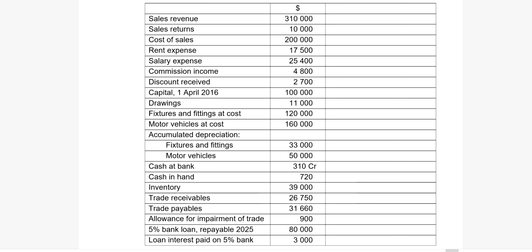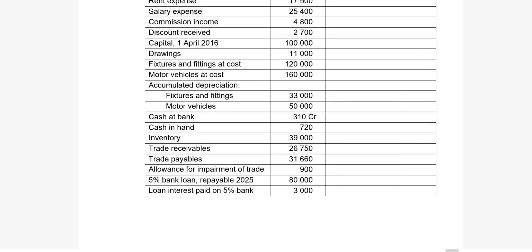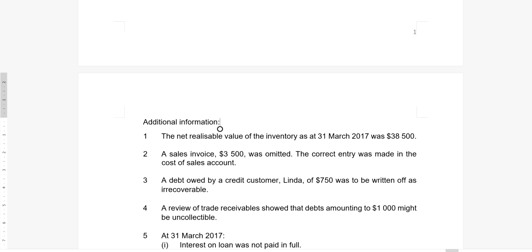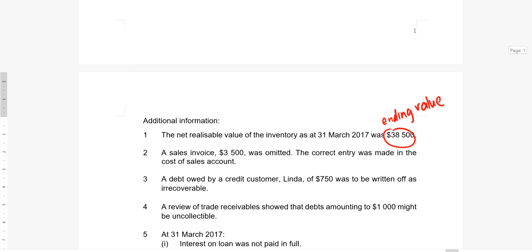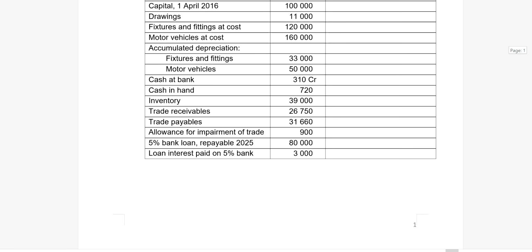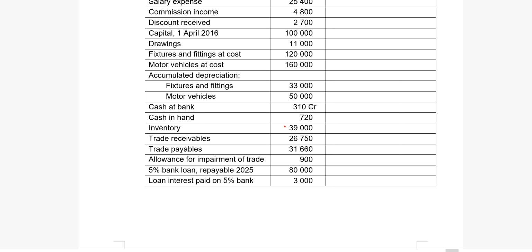Our first transaction says that the net realizable value of the inventory as at 31st March 2017 was $38,500. This means that the ending value of my inventory is actually $38,500. But let's see what is the cost that is recorded by the business. The cost that's recorded by the business is $39,000. But the net realizable value is $38,500.